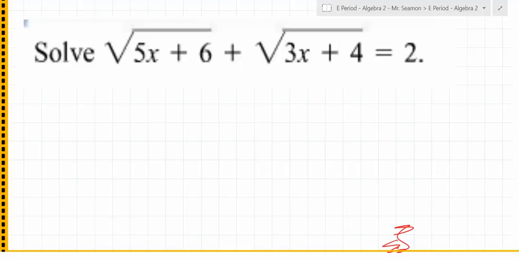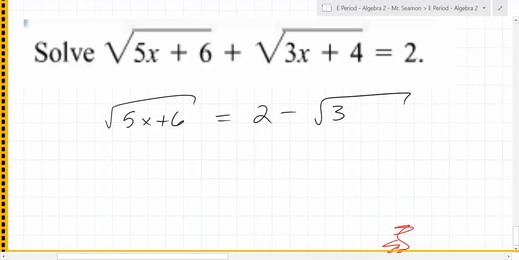You could square the whole thing right now. That is correct, but you have to be very careful about the squaring. Hint, move something over to the other side. I recommend you do this to start this one. This is what I would do: I would do this and make it equal to 2 minus this. And then what do you have to do at this point? What's your only option? The only option you have is to square both sides.